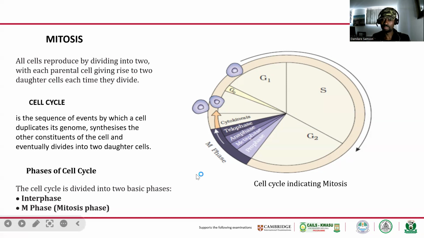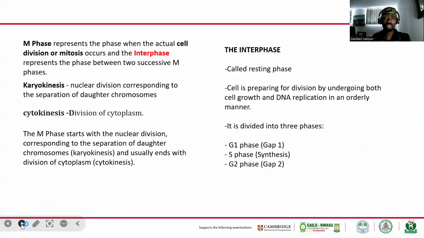So this is a cell cycle now, indicating mitosis. Then the M phase, I talked about that earlier. The M phase actually represents mitosis, which is the cell division process, and the interphase represents the phase between two successive M phases.